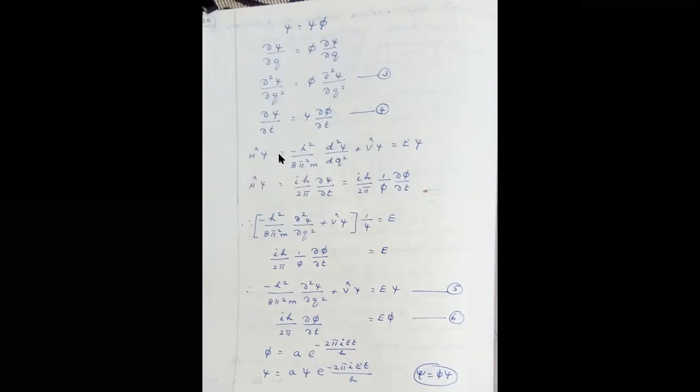See, this particular part, this psi can be taken here, 1 by psi, equal to E. Similarly, i h by 2 pi 1 by phi dou phi by dou t is equal to E. So I am writing this is E psi, this is E phi, where phi is a wave function A into e power 2 pi i Et by h, and psi is a wave function A psi e power 2 pi i Et by h. But psi equals phi into psi. So this is how the equation is derived.